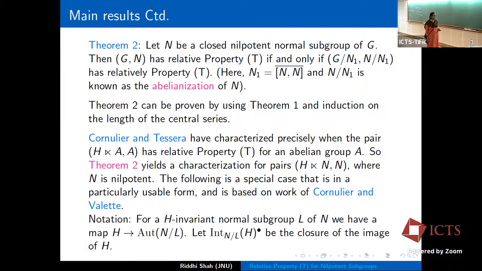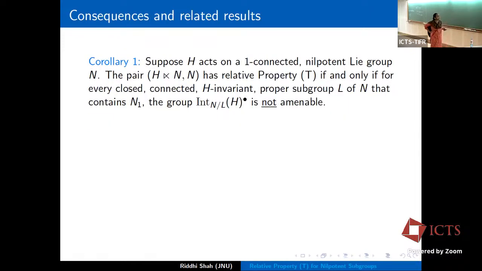So let me put some notation. If you have an H-invariant normal subgroup L of N, then we have a map from H, acting by conjugation on N/L, into the automorphisms of N/L. You take the closure of the image, which is called Int_{N/L}(H), or H star bullet, the closure of the image of H. So suppose H acts on a 1-connected nilpotent Lie group N. The pair (H semi-direct product N, N) has relative property T if and only if for every closed connected H-invariant proper subgroup L of N that contains N1, the group Int_{N/L}(H) bullet is not amenable. One-connected is just simply connected.